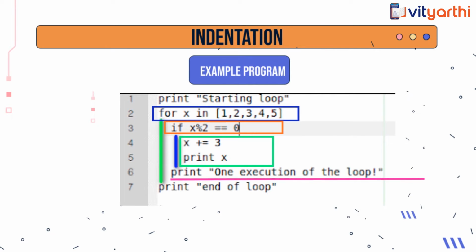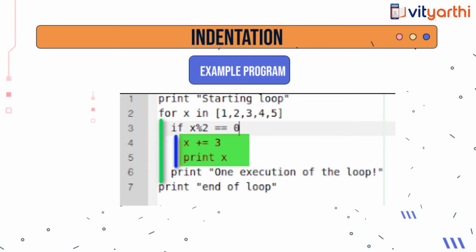Then this print represents the end of the if statement and the following print represents the end of the for statement. If there is no indentation, Python has no idea which statement to run next or which statement goes to which block. The flow of execution is guided by indentation. I hope you have understood the concept.